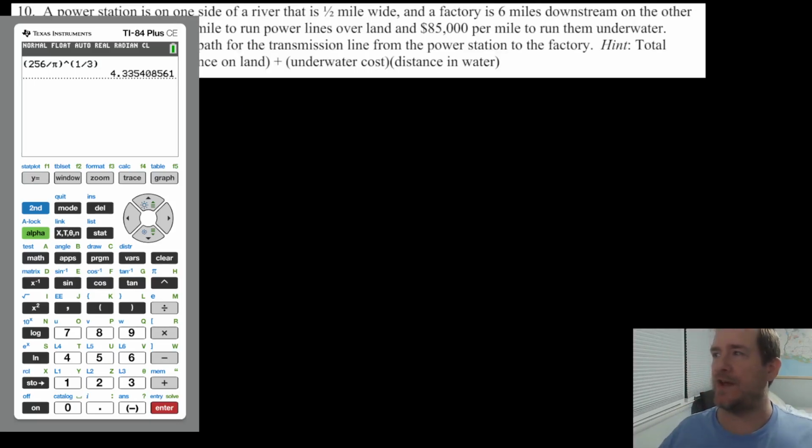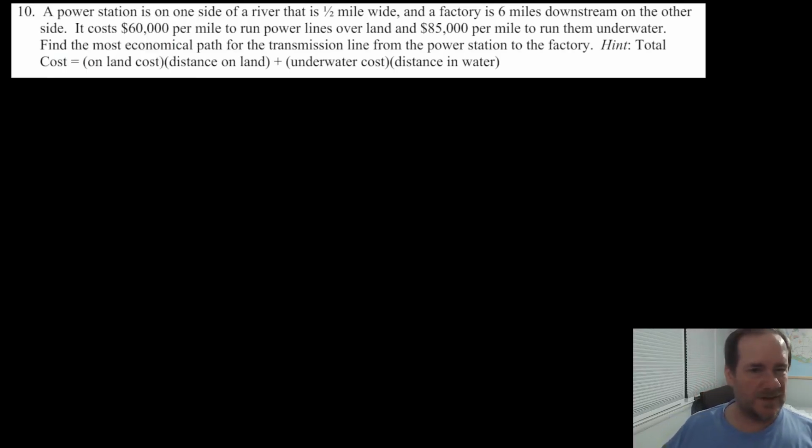Power stations on the side of a river. I told you guys you could kind of skip this one because I don't really care about money problems, which is a bad thing because these money problems are, guess what? Applications. And this class is supposed to be called calculus with applications. But I just don't really like these problems, so I don't care. How's about we set it up? If anyone cares, we'll set it up.